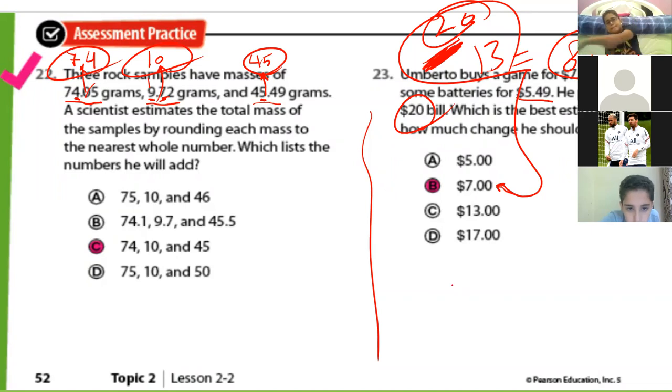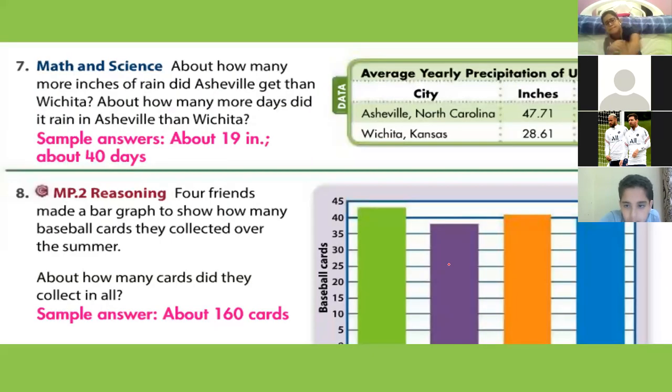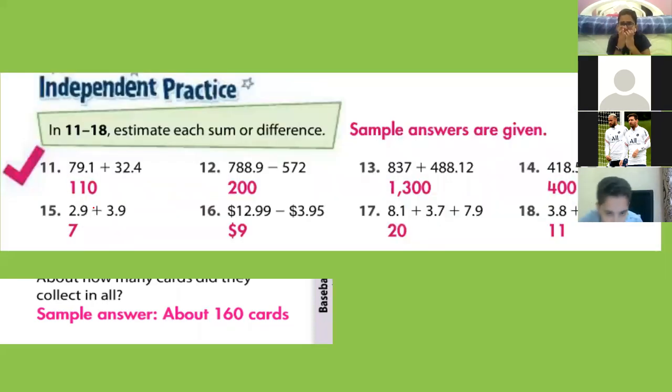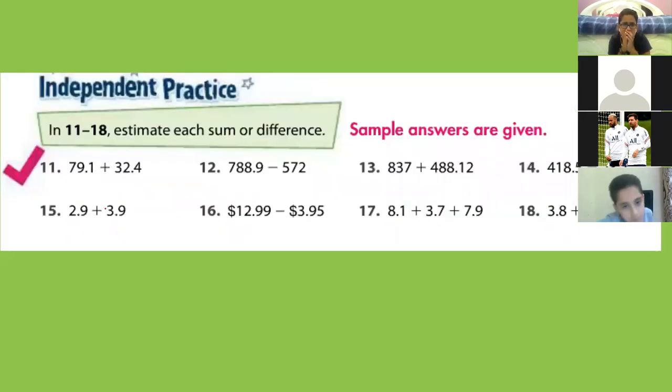Yes, miss. Back again to the page, independent practice. Are you ready? Yeah. We are today doing estimation. Estimation means you are not going to find the correct answer or the exact answer. Estimation means to change the number to get the summation quickly and directly. How come? For example, here, read number 11, please.